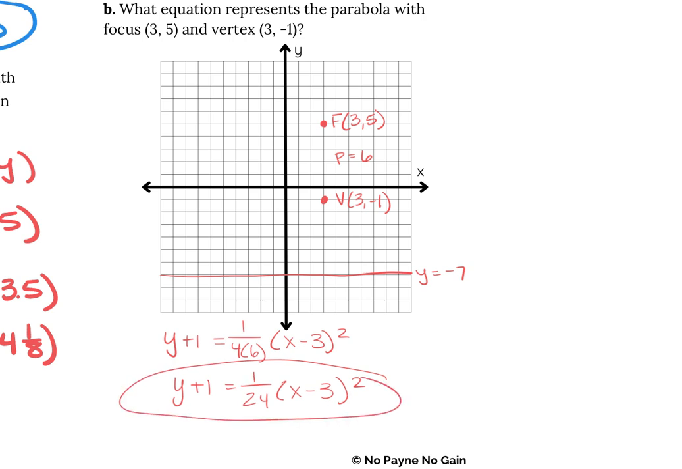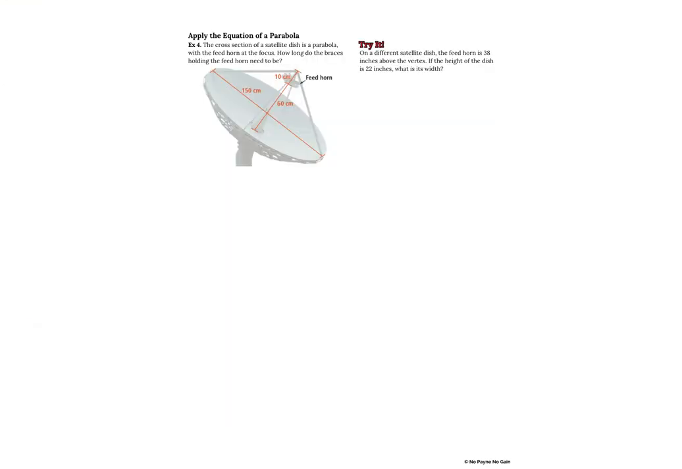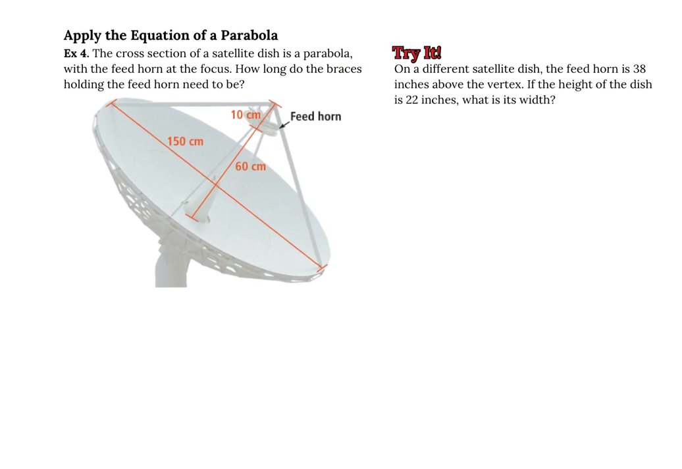And that is my equation for a parabola. All right, example 4. A cross-section of a satellite dish is a parabola with the feed horn at the focus. How long do the braces holding the feed horn need to be?